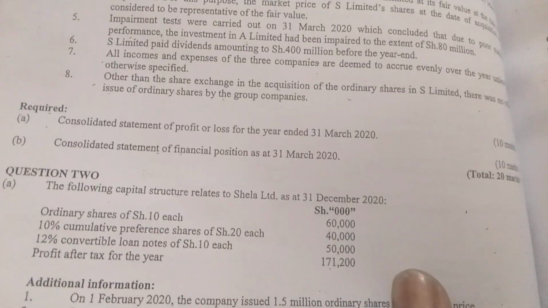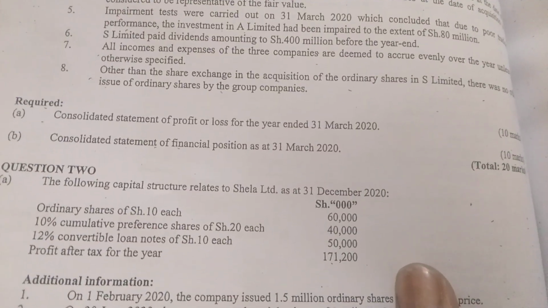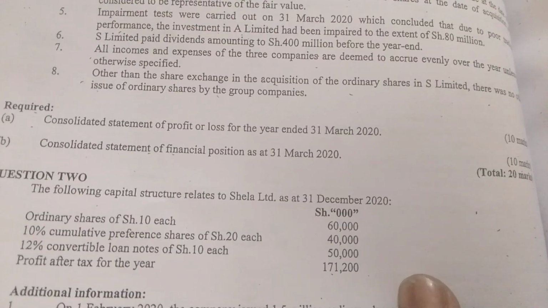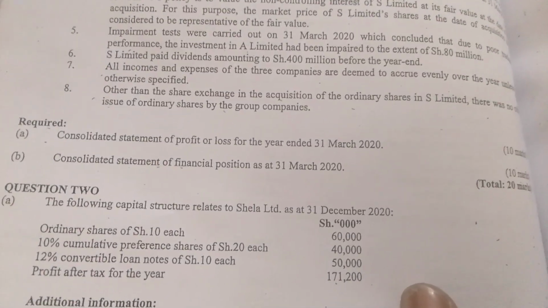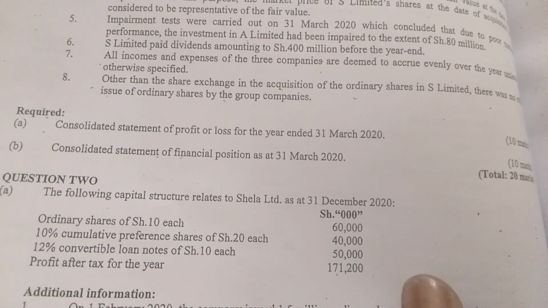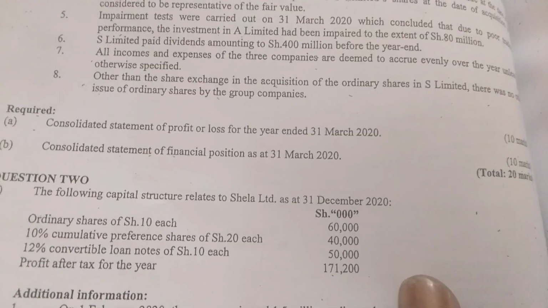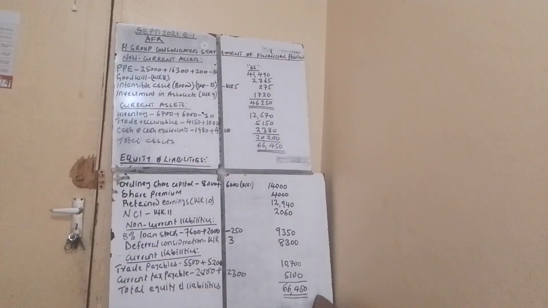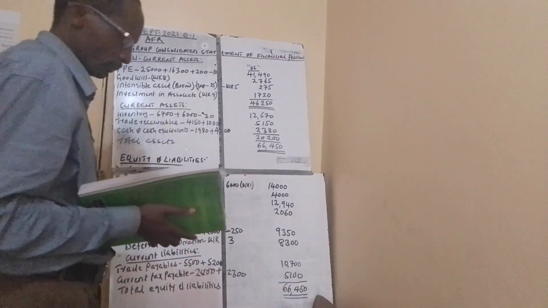Number A, consolidated statement of profit or loss for the year ended 1st March 2020. Number B, consolidated statement of financial position as at 1st March 2020. So that is the question. You can try to look at it as I do the elaboration.